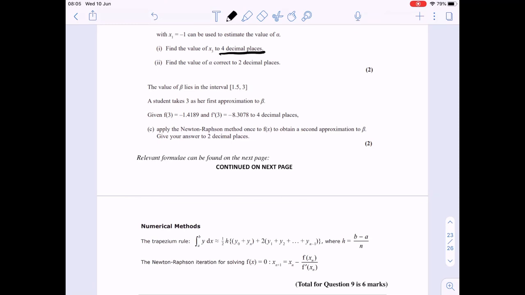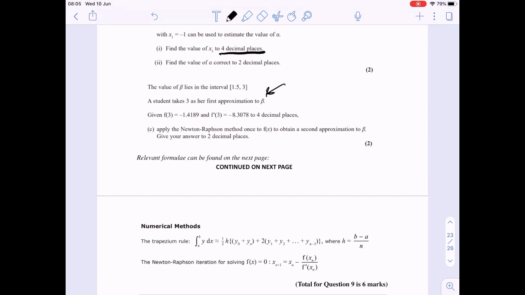Right, so the value of beta lies in the interval 1.5 to 3. A student takes 3 as her first approximation for beta. Given that f of 3 is minus 1.4189 and f dashed of 3 is minus 8.3078 to 4dp. Apply the Newton-Raphson method once to f of x to obtain a second approximation for beta. Give your answer to 2dp.